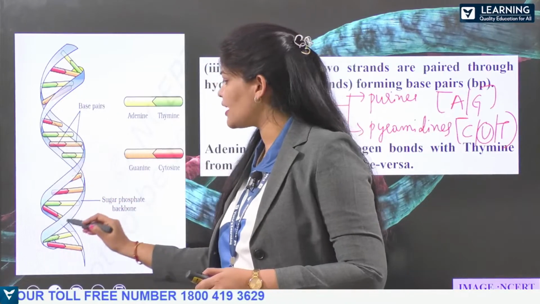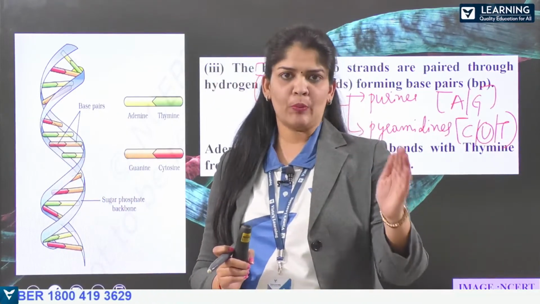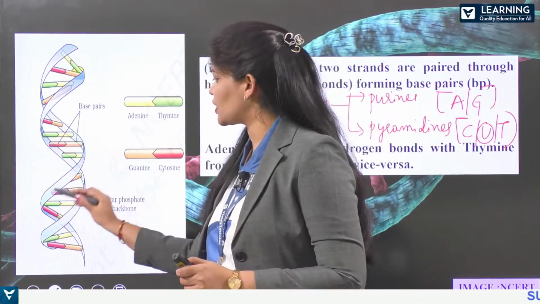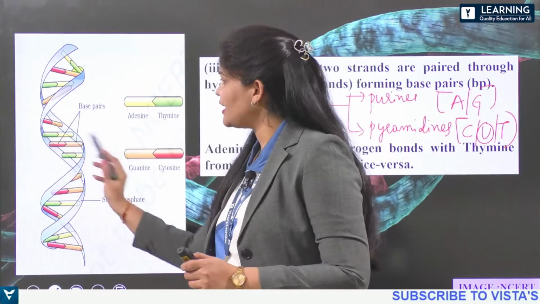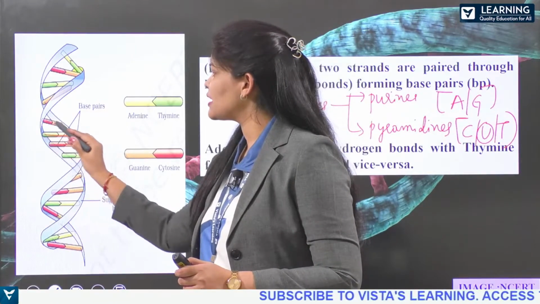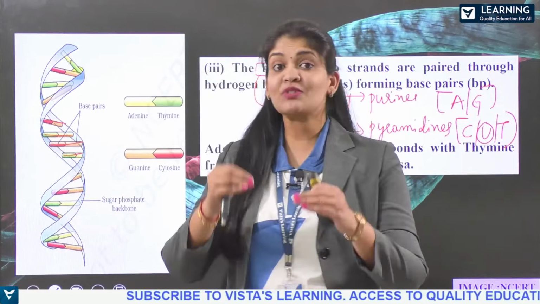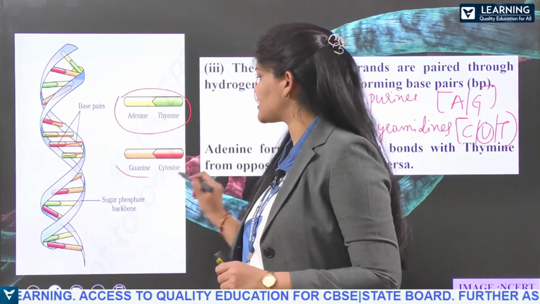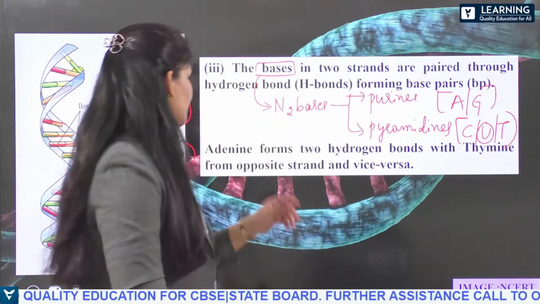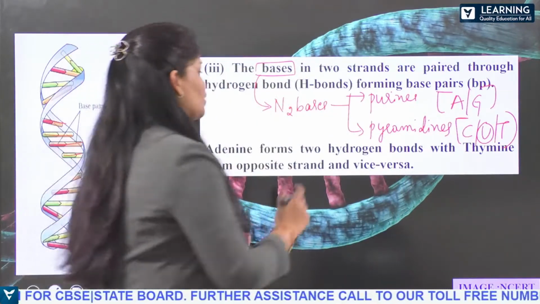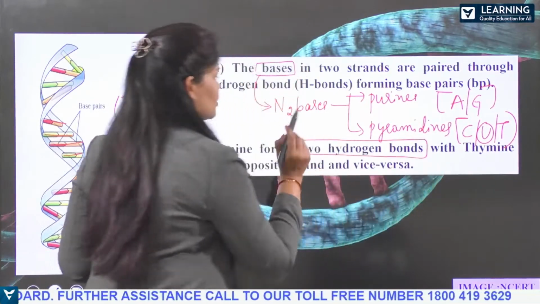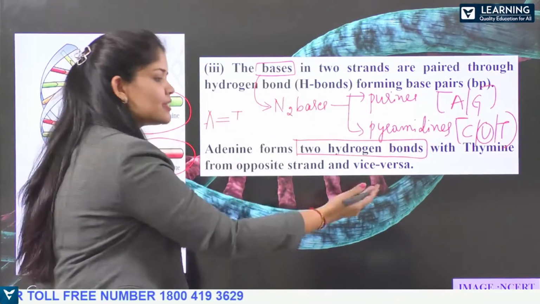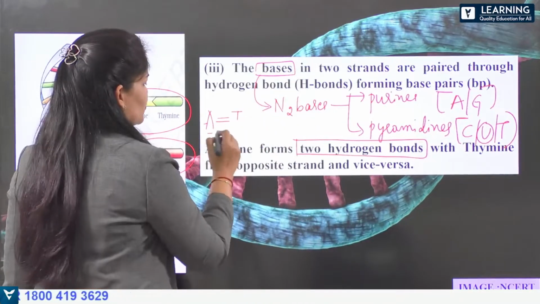This blue color line is a backbone, an alternating arrangement of sugar phosphate. This one and this one. And in between, we find some rung-like structures, steps of the ladder, and these are your nitrogen bases. So here, adenine forms two hydrogen bonds with thymine that is present on the other polynucleotide chain and vice versa.